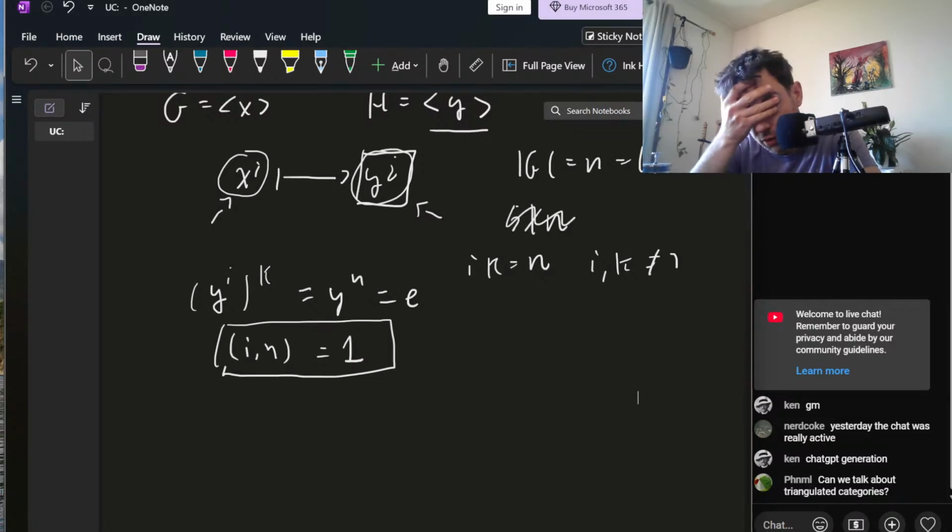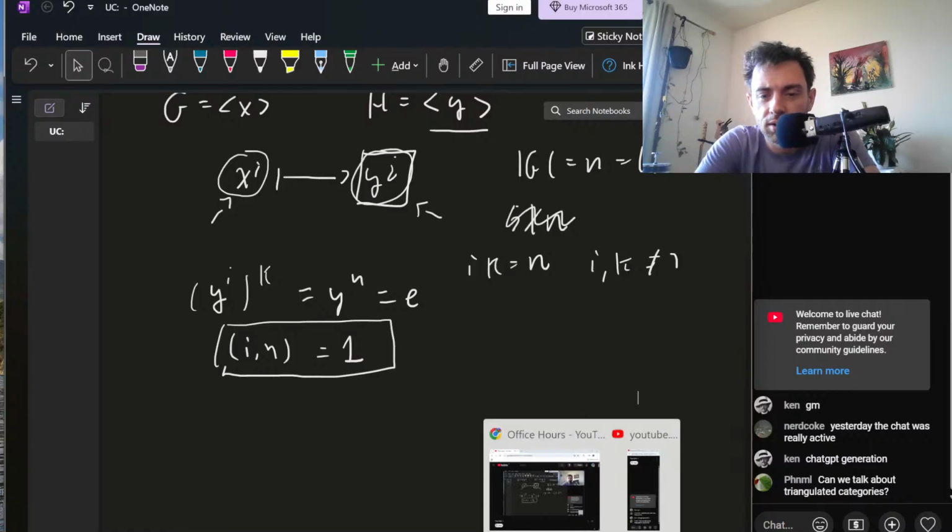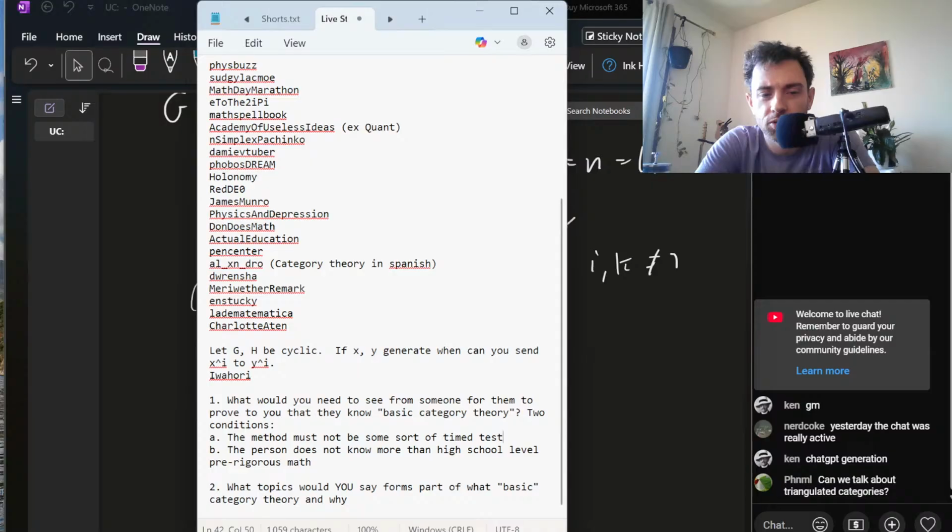Someone last night in a Discord server was asking for recommendations on a good beginner text on cohomology theories, on derived categories and triangulated categories and things like that. So absolutely we can.